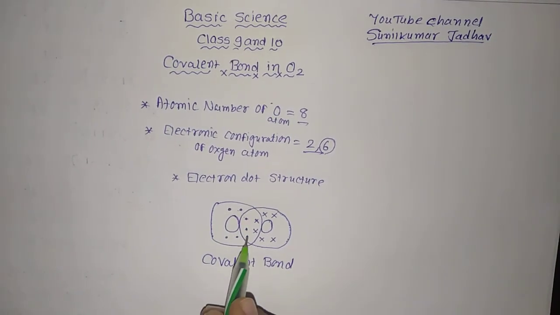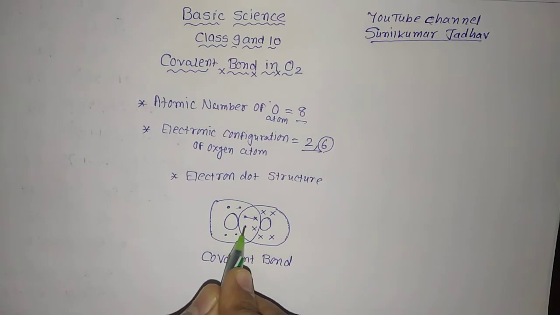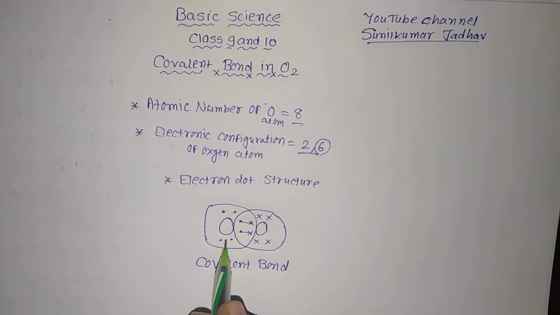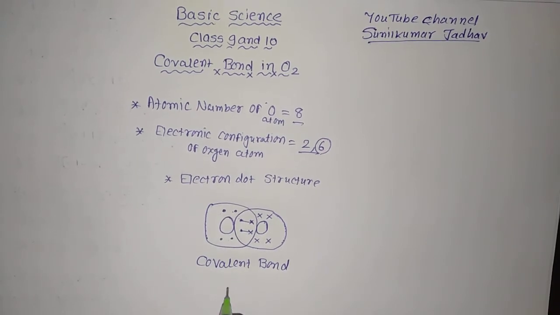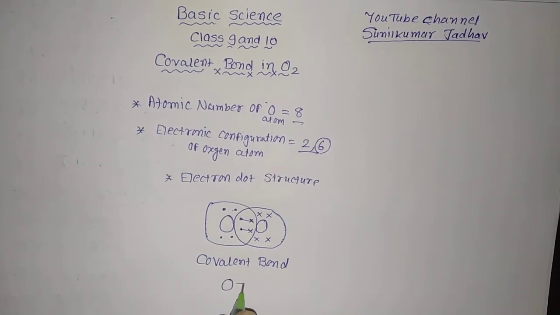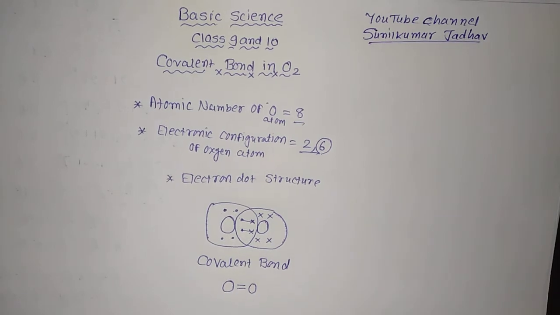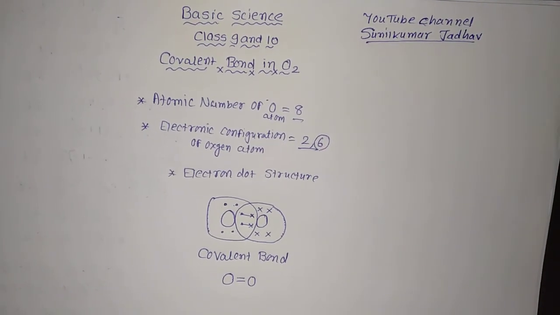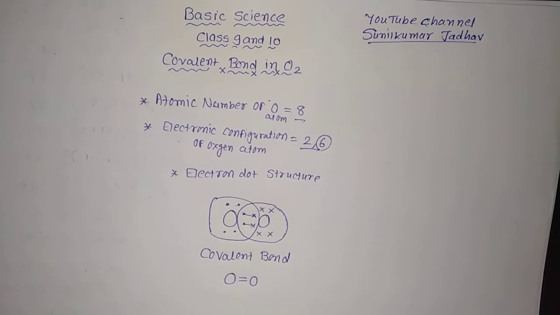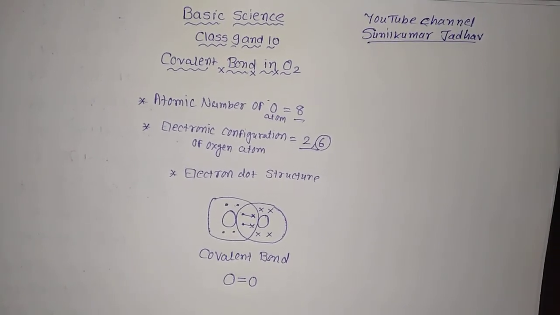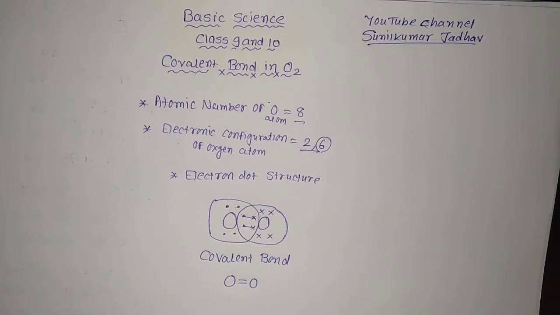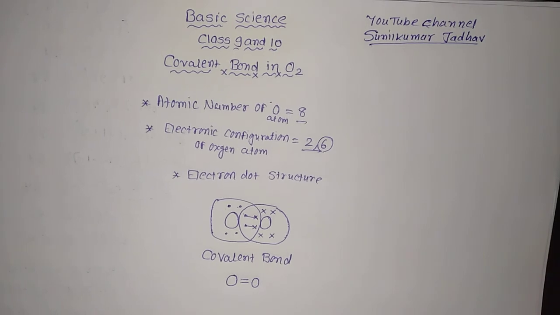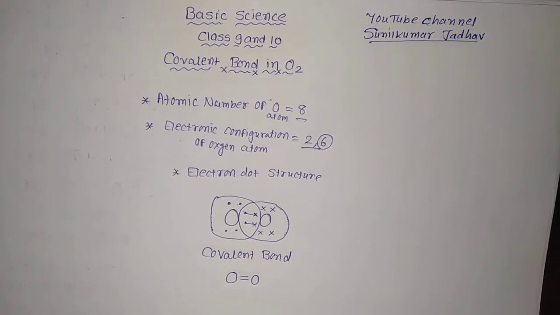How many electrons have been shared? 2. You can see 1 and 2. So here they are making a double bond, and the structure of oxygen will be like this: oxygen, double bond, oxygen. So they form a covalent bond with a double bond. This is how the covalent bond in oxygen is formed. I hope you understood. The viewer who asked the question, I think this concept is clear in your mind.